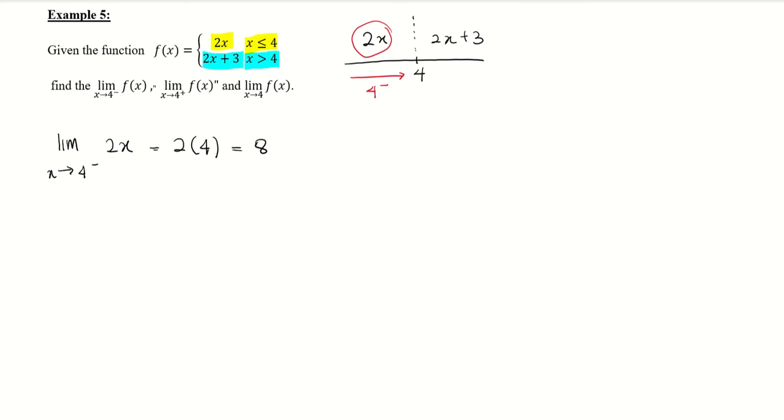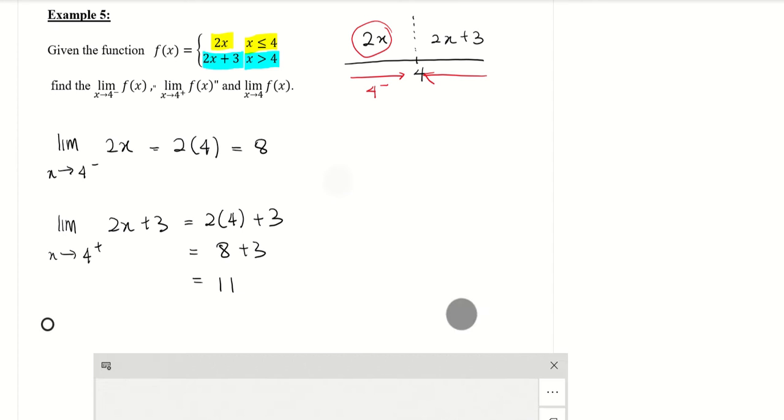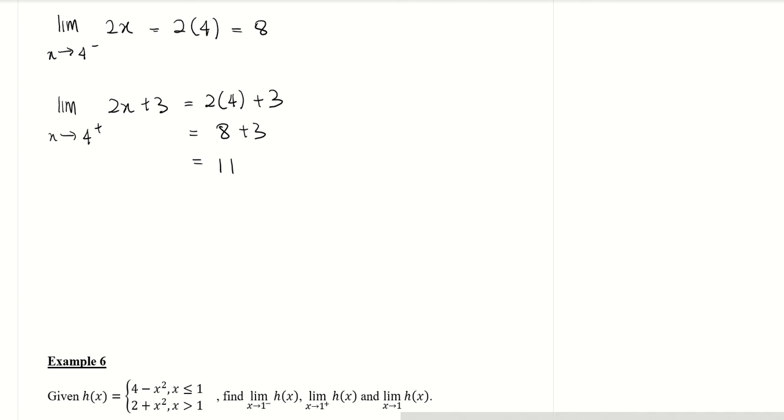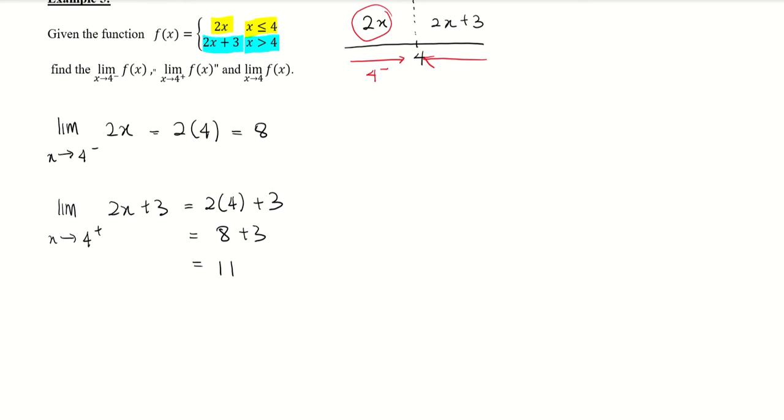So from the left it is 8, and then the limit as x approaches 4 from the right. Since we approach 4 from the right, that will be 2x plus 3. So we just substitute the value 4, so 2 times 4 plus 3, this is 8 plus 3, which is 11. As you can see, the limit from the left and the right are not equal. We have 8 for the left side, and 11 for the right side.